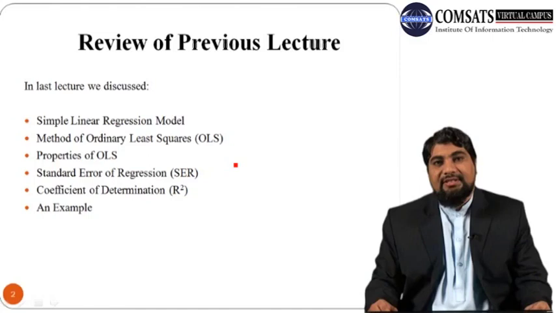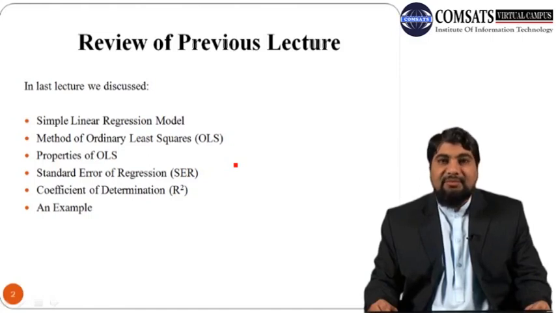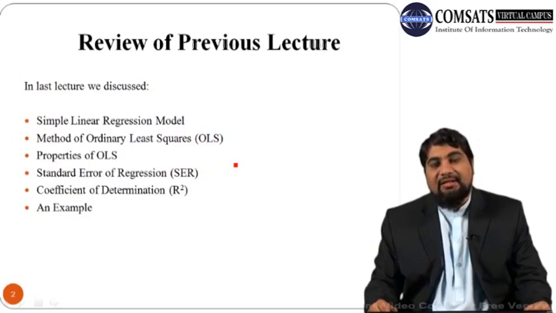First we take a review of last lecture. In last lecture we discussed simple linear regression model, and then we discussed the method of least square to estimate parameters of this simple linear regression model. And in addition we discussed some of the useful properties of method of ordinary least square, which is also called OLS. And then we discussed two very important concepts. First one is standard error of regression, and second one is coefficient of determination. And in the last lecture we discussed one example as well.